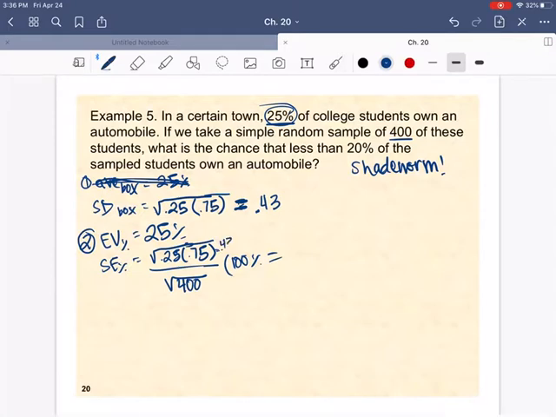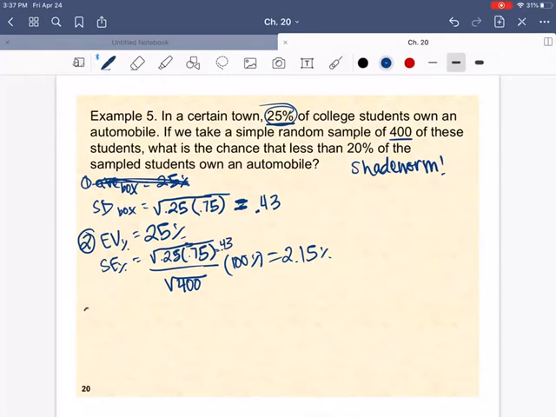So this was 0.43. Do 0.43 divided by the square root of 400 times 100%. We get 2.15%. That means when we draw a sample of 400, we would expect 25%, give or take 2.15% of the people in the sample to own a car.